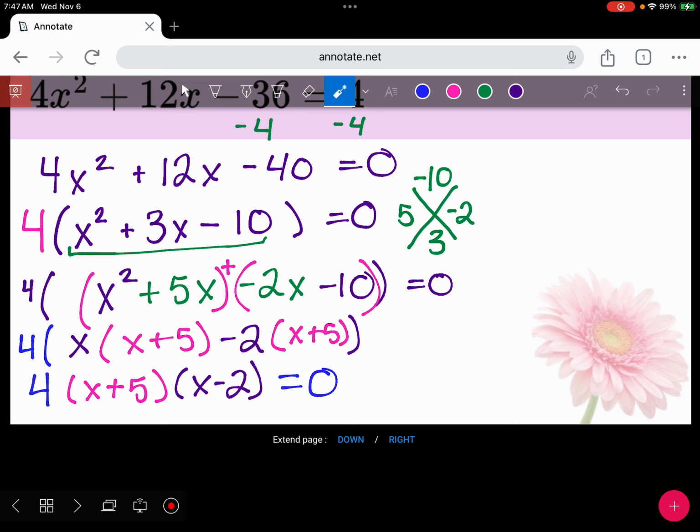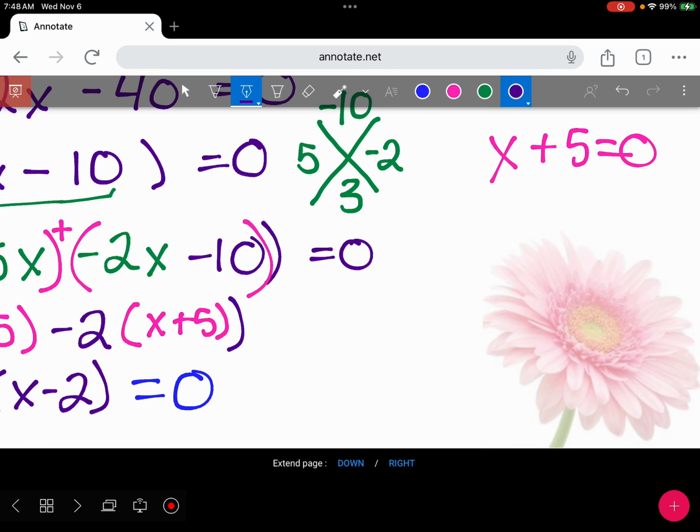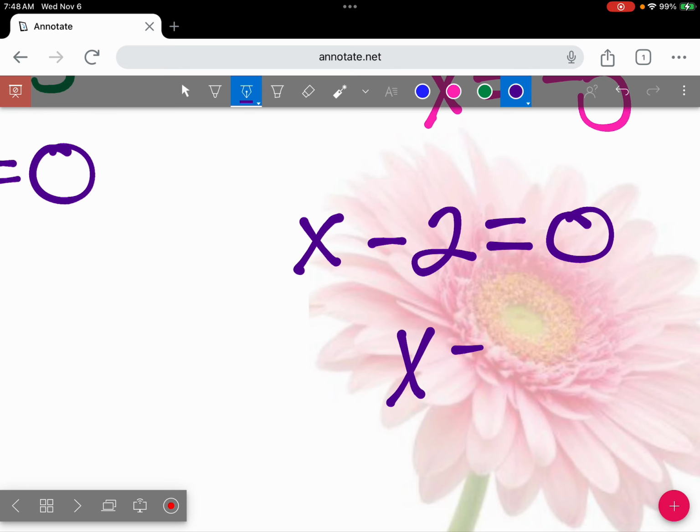So now we need to find our solutions, our roots, our zeros. I'm going to take every factor that has an x in it and set that equal to 0. I don't need to do anything with my 4 out front, there's no x in there. What we do need to do is look at x plus 5 equals 0 and find that solution, and look at x minus 2 equals 0 and find that solution. So where are we going to have solutions? Roots, x-intercepts. X equals negative 5, and x equals 2.